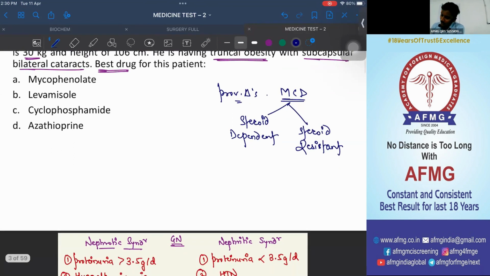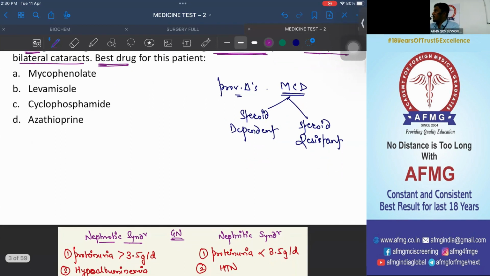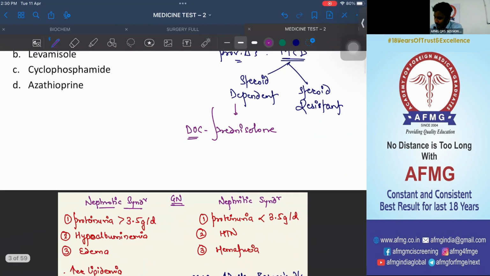Now, if it is a case of steroid dependent nephrotic syndrome, which has been mentioned in our question, definitely the drug of choice for this would be what? The drug of choice would be steroids. And what is the steroid which is given? Very good. It is prednisolone which is given. Okay, the prednisolone is given for a span of how many weeks? For a span of at least 8 weeks usually. Okay, it is given for a span of 8 weeks. So long term steroid therapy is given.